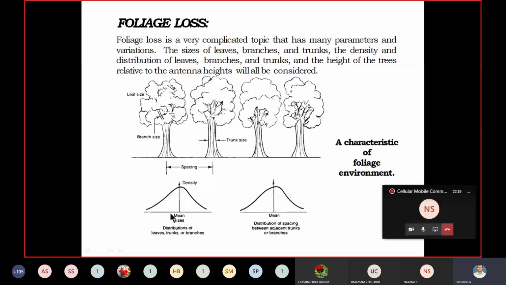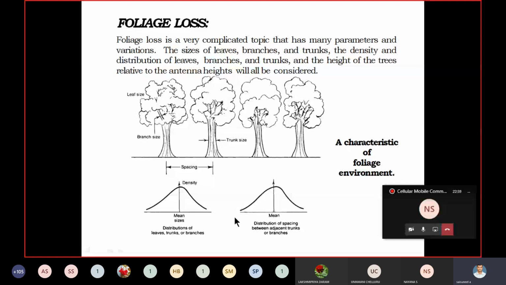See this one at the side of the tree: the distribution is less. Compared to the side, at the center we are getting greater thickness in the distribution of leaves and trunks. Similarly, for the spacing between adjacent trunks, adjacent trees also give a high distribution at the center.